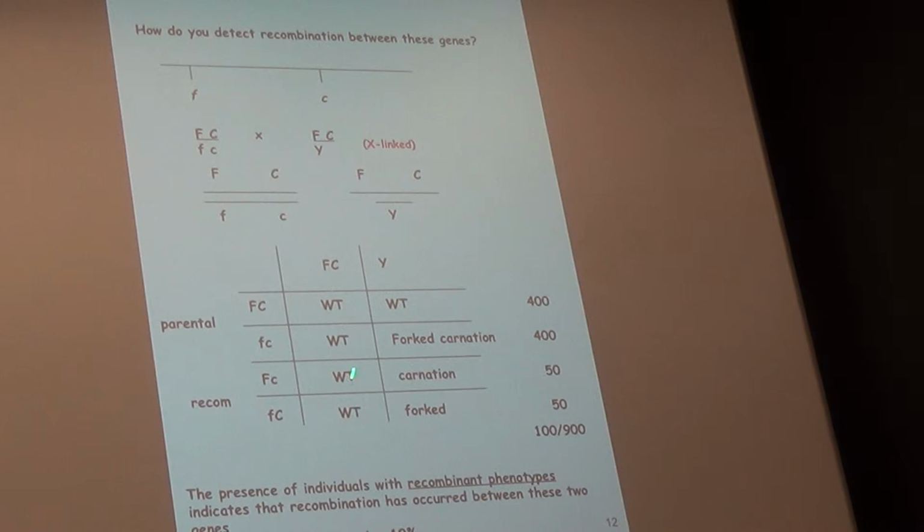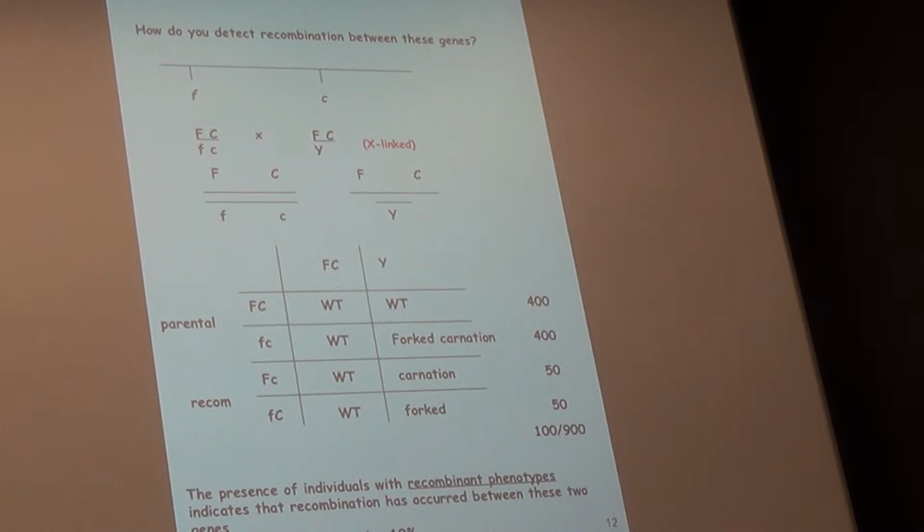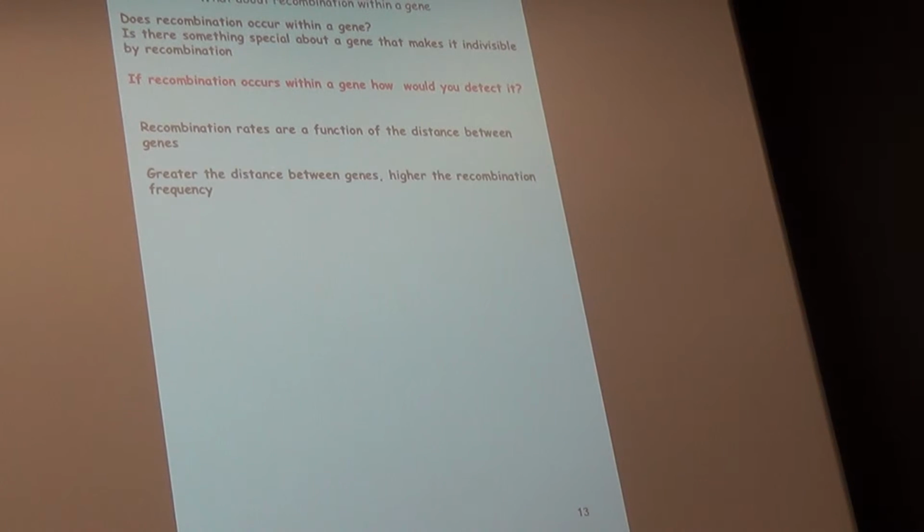So you're looking at recombination frequency, you're looking at recombination between these two genes, and you're looking for this class of recombinant genes that are being generated. So what about recombination within a gene?